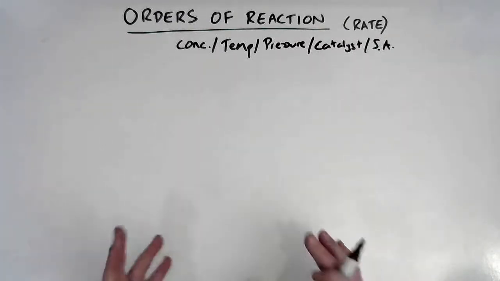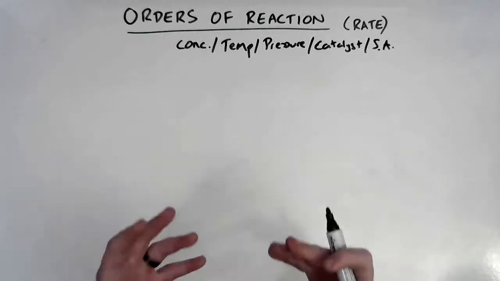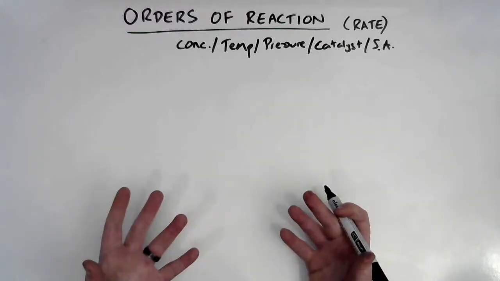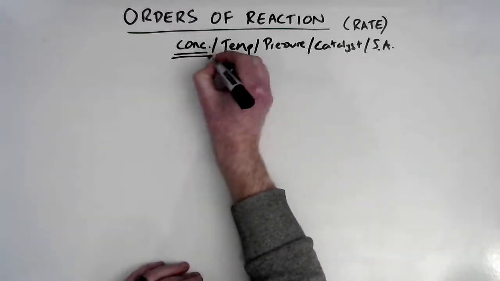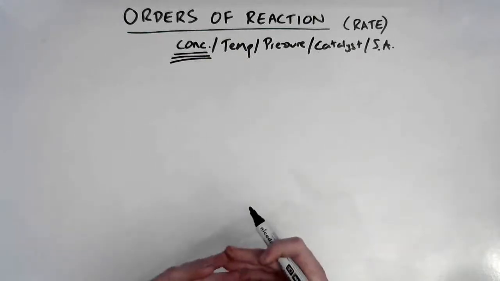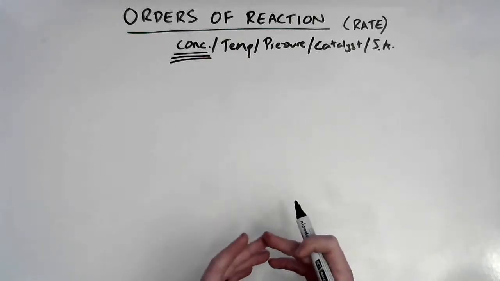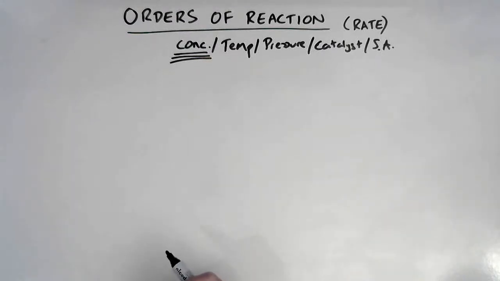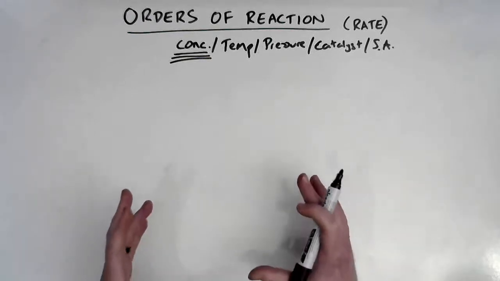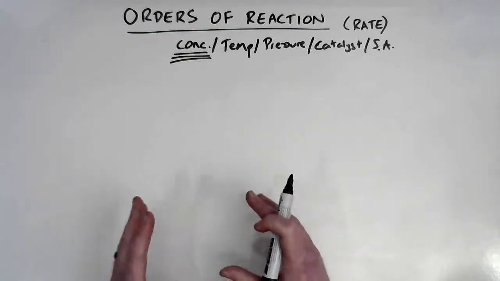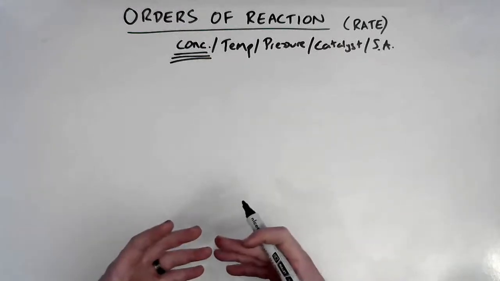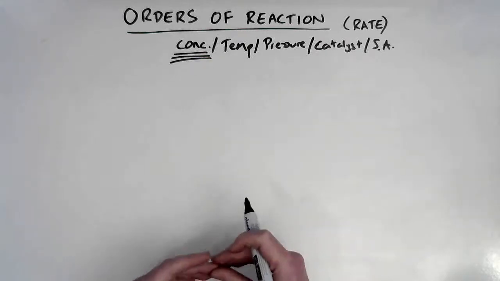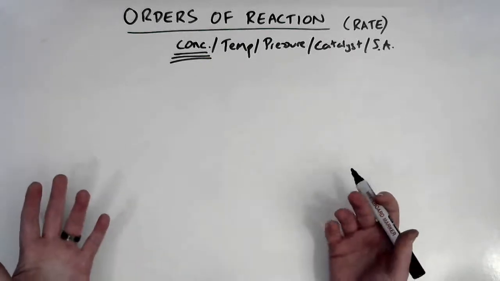Now what we need to do is start to quantify what effect these different things have on the rate of reaction. But really all we're bothered about here is concentration and how concentration affects the rate of reaction, rather than just saying, oh well, if we increase the concentration of something, then the rate will increase. So we need to start looking at this in a quantitative way. An order of reaction is just a way of saying this is the effect that it has in a quantitative way. Now there are three orders of reaction that we need to concern ourselves with.